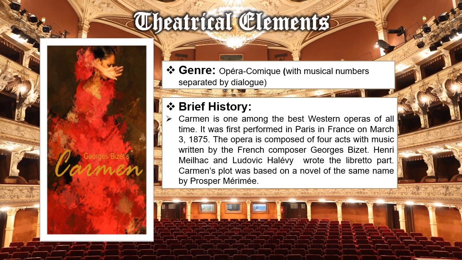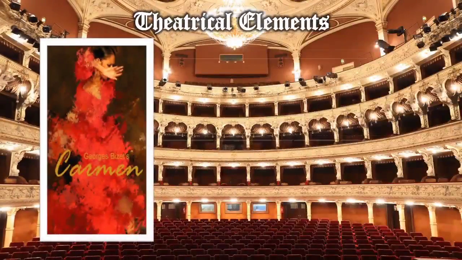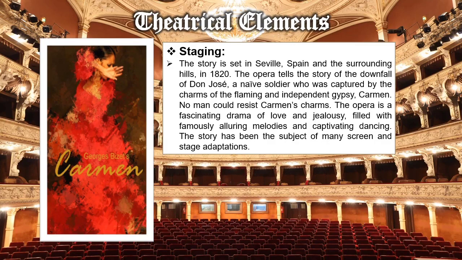Carmen's plot was based on a novel of the same name by Prosper Mérimée. Music: Toreador Song and Habanera. Staging: the story is set in Seville, Spain, and the surrounding hills in 1820.